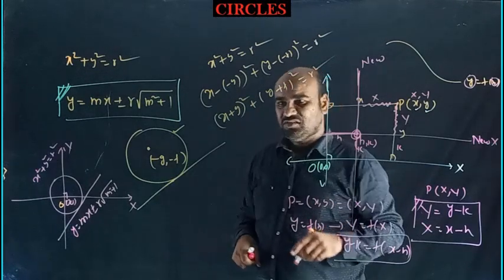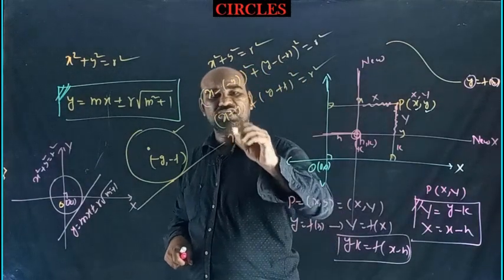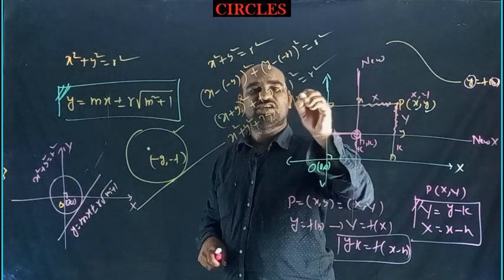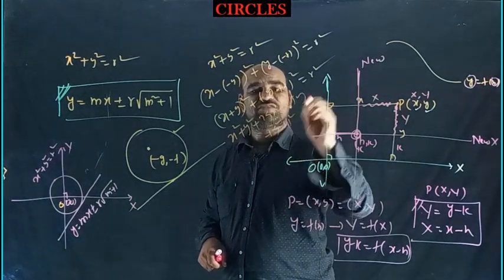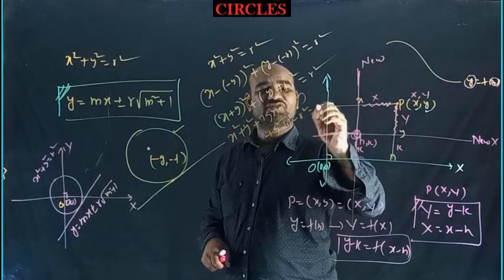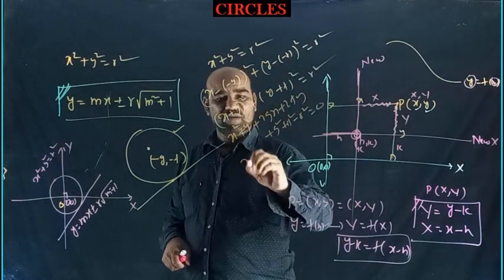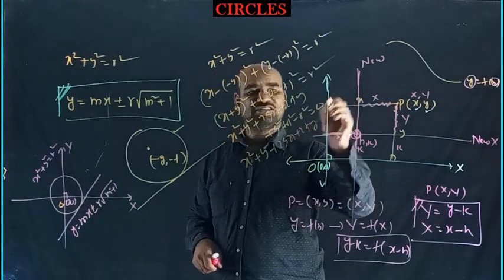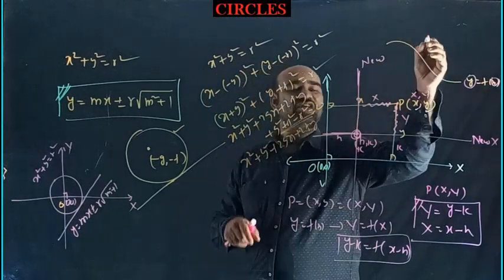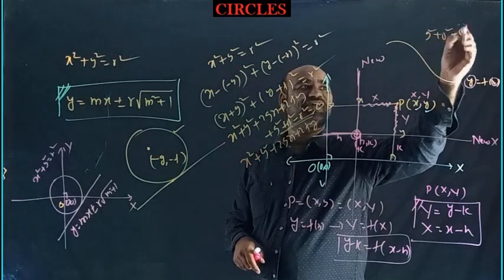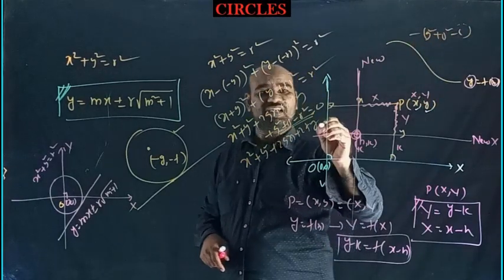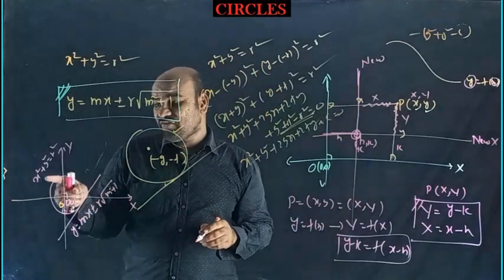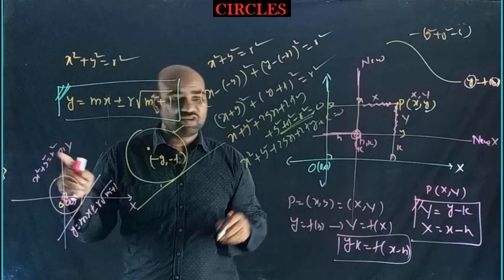Expand it: x squared plus y squared plus 2gx plus 2fy plus g squared plus f squared minus r squared equals 0. Instead of r squared you can write g squared plus f squared minus c, so the minus cancels and we get plus c equals 0. So the transformed equation of x squared plus y squared equals r squared becomes S equals 0.